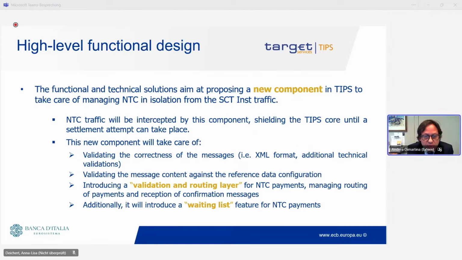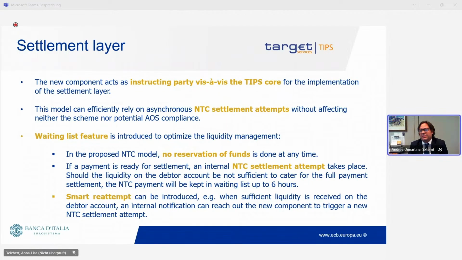So moving to the next slide, entering into the details, here we are talking about the function, the way the new component will work vis-a-vis the TIPS core. So this is the internal communication that will be used whenever there is a non-time critical message received, will be processed by the component. The message will be forwarded to the beneficiary PSP. And once we get the confirmation from the beneficiary PSP, so we have the green light to settle, this component will submit a request towards the TIPS core using the standard channel.